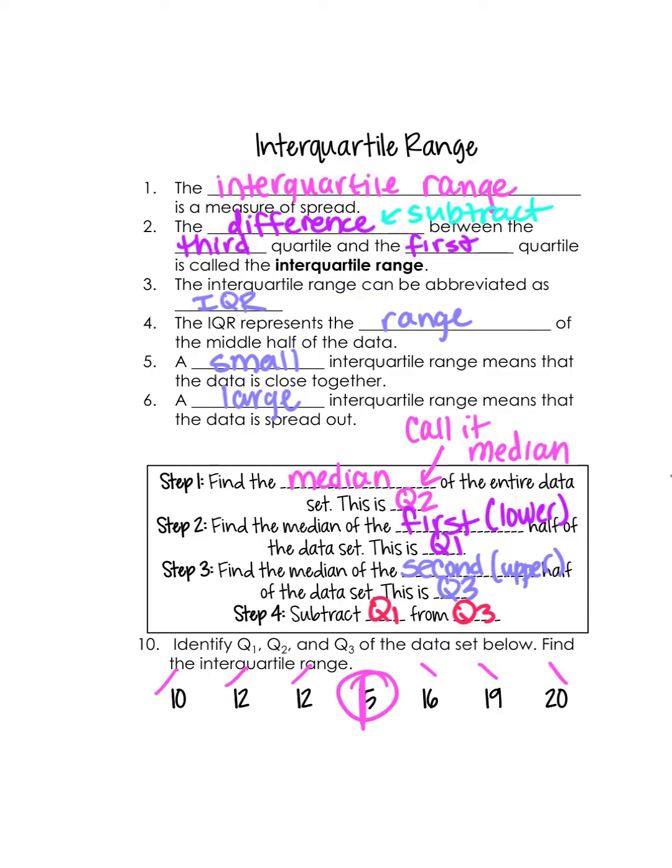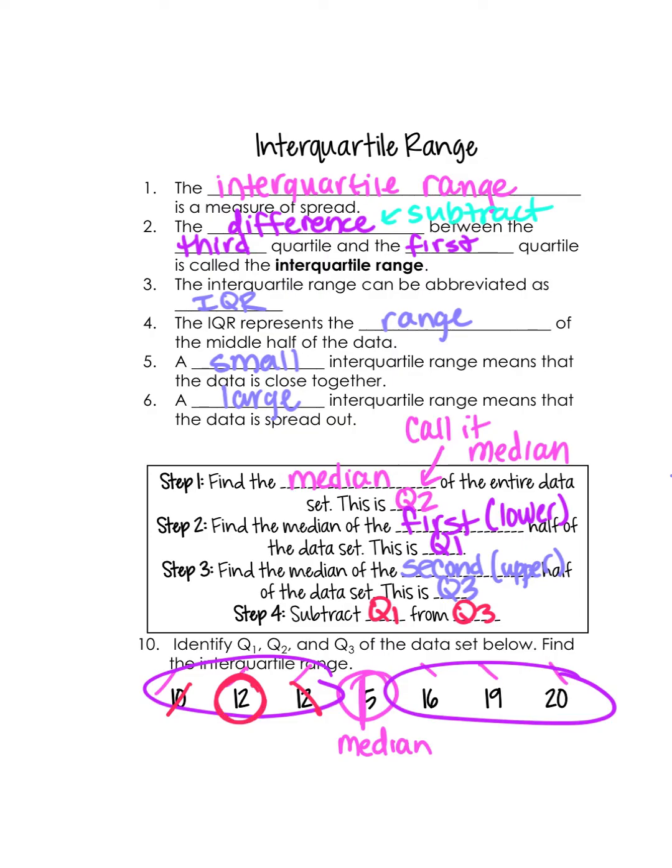So that's my median. What I'm going to do now is look at the other half of the data. Let's split it into 2. So I'm now going to look at this half of the data, and this half of the data. I'm going to find the median of the first half and the second half. So if I look at it, here's my first half. Cross one out, cross one out. Here's the median of the first half. This is Q1.